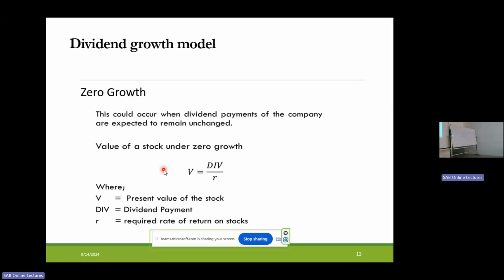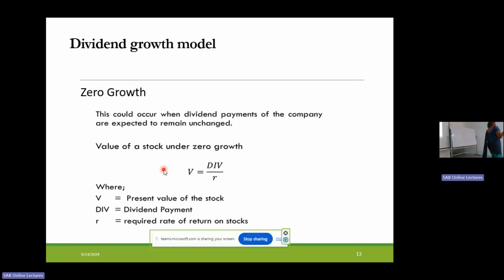So that is our expectation. Then you can apply the zero growth model. In the zero growth model, you will get the same dividend for a long period. So simply, what is the cash flow? In the time value of money, you learned different types of cash flow. So this is what?